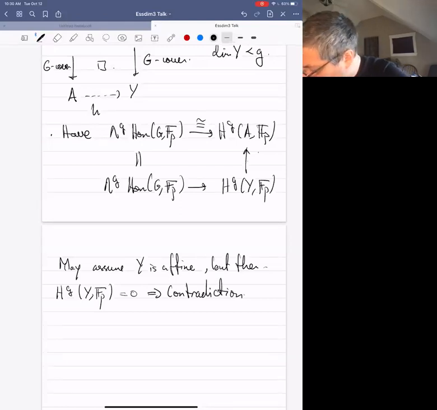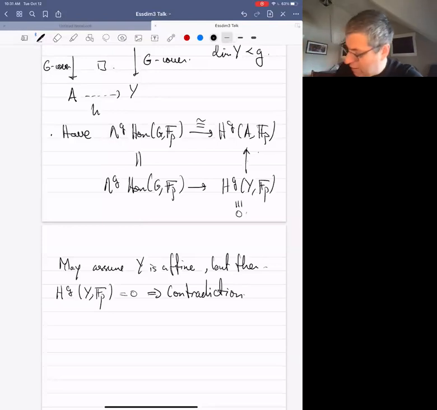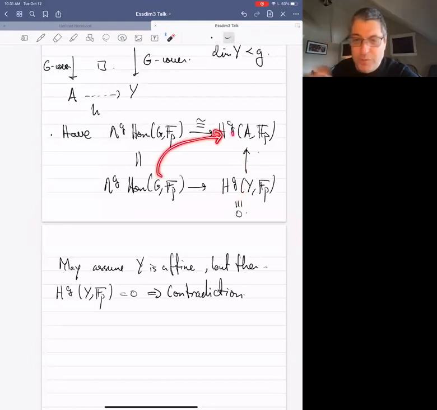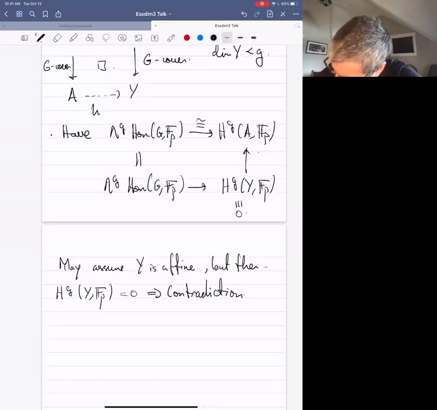right? Because on the one hand, we just showed this has to be 0. Okay, but on the other hand, this map has to factor through 0 this way. On the other hand, it's an isomorphism that way. Right? Well, it gives a contradiction, almost. It doesn't give quite a contradiction yet.